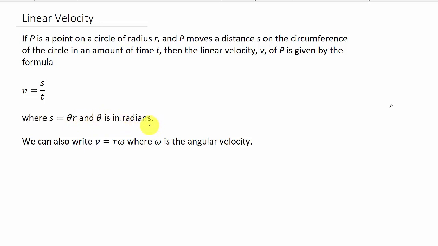Okay, and also to find the linear velocity, we can write the linear velocity v is equal to r times omega, and omega is the angular velocity. So if you know the angular velocity and the radius, just plug it in there and that'll give you the linear velocity also. Alright, so let's take a look at an example.